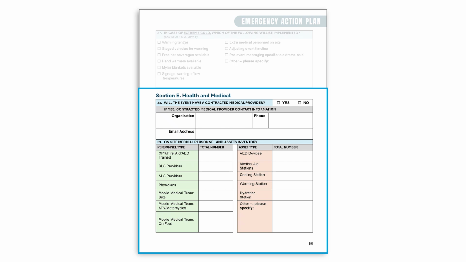Knowing exactly what medical resources are on site helps plan for medical needs and ensures that the fastest and most appropriate level of care is provided. This also guides staff and volunteers on when it is appropriate to call 911 versus using on-site medical personnel.